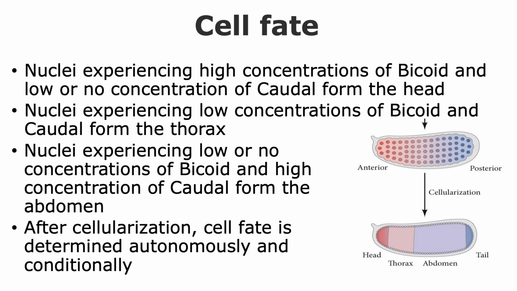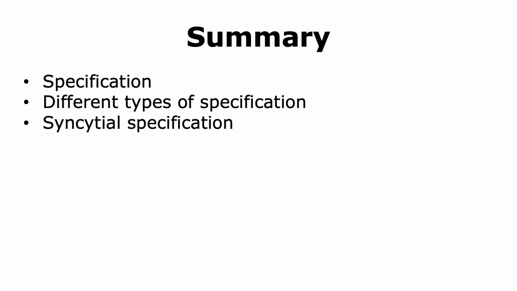Thus, after cellularization, the cell fate is determined autonomously and conditionally. However, before cellularization, the nuclei already know what they're going to become through the process of syncytial specification. With this, we come to the end of our talk, where we learned about the different types of specification and what happens in syncytial specification.